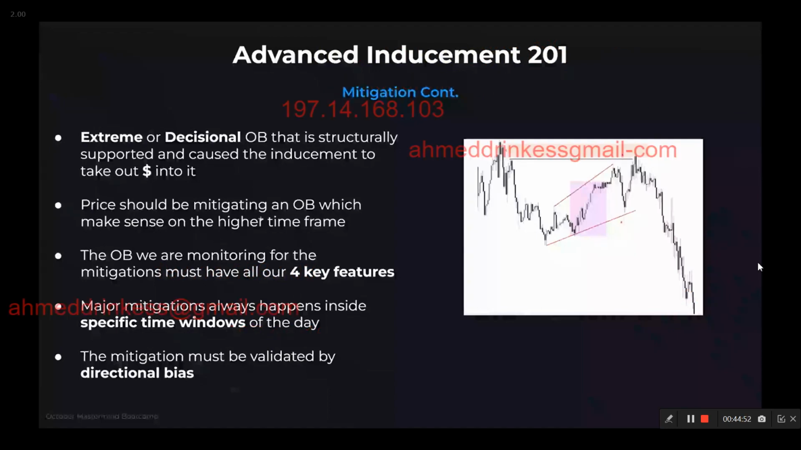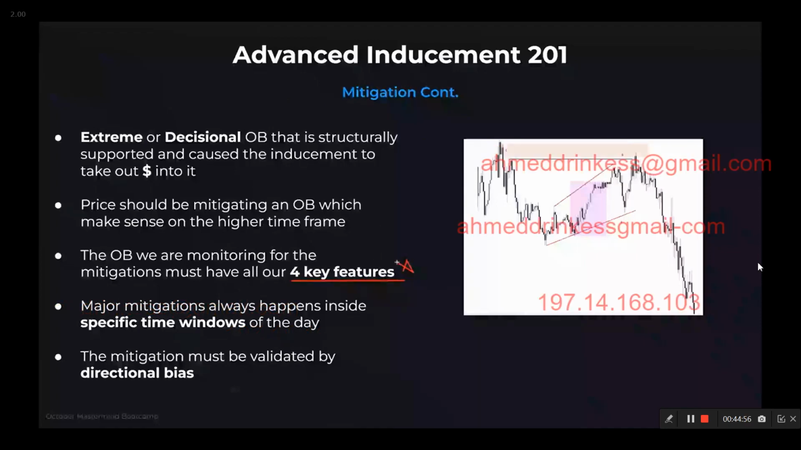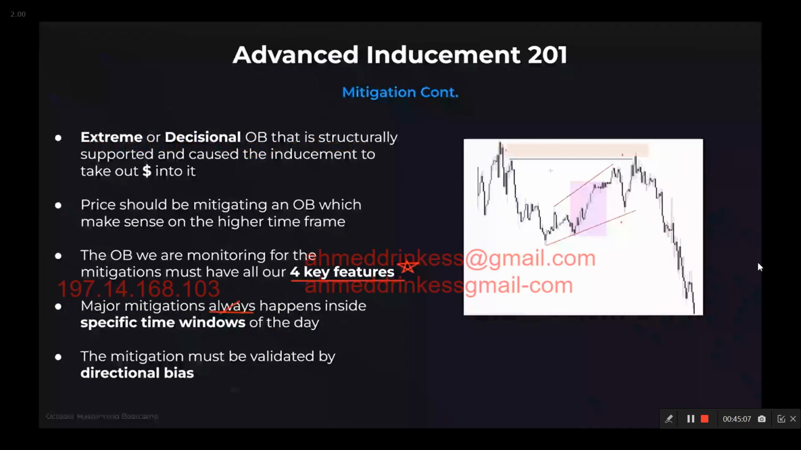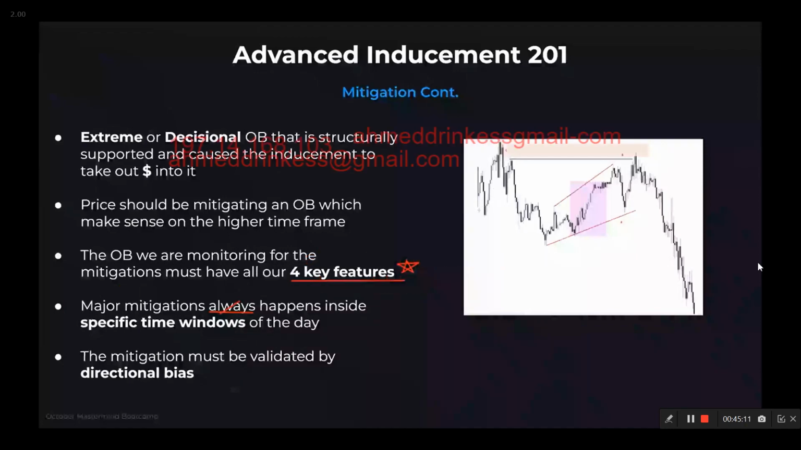The order block we are monitoring for the mitigation must have all 4 core features. Again, this is case sensitive with one of the specific decisionals, which you guys will learn as part of the course. For those who do know, it's a type 3 decisional that does not require liquidity, any of that, but everything else does. Major mitigations will always happen inside really the same specific windows of the day. Now, always is never a term. So rather, we should say the majority of the time they will happen inside of the same windows, that being specific sessions, specific timings, even some kill zones, some new things that everyone will be learning. And then the mitigation must be validated by directional bias, right?